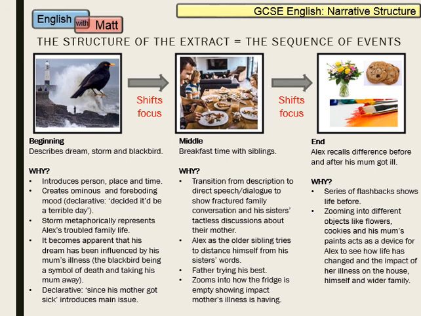And then we shift to the end of the extract, and we've got lots of different snapshots, lots of different images to show the before and after of his mother's illness. So a series of flashbacks, that itself is a structural technique, and we zoom into different objects like flowers, cookies, and his mum's paints, because that acts as a device for Alex to see how his life has changed now that his mum has become ill. And not only the impact on him, but the impact on the house, but also the impact on the wider family as well. So you get the sense that the mother is the glue of this family.